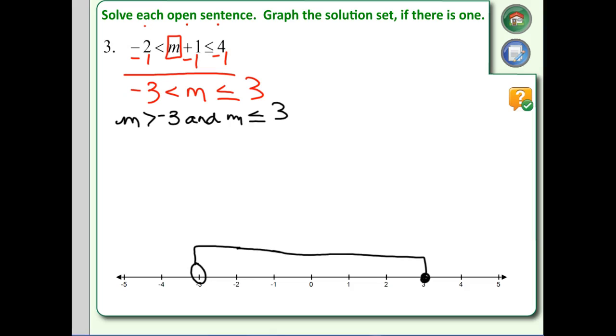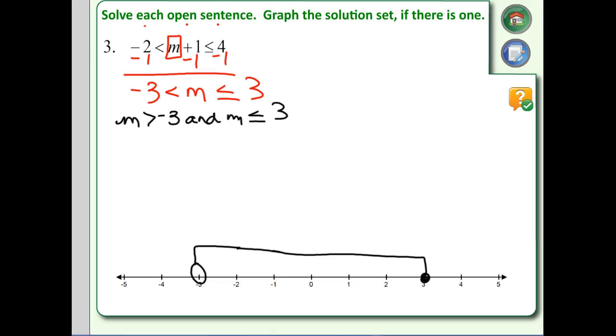So when I graph a conjunction, when I graph an and, my graph should look like a line segment or a bus. And here's how they got bus. The wheels on the bus go round and round. So the open dots and the closed dots are the wheels.